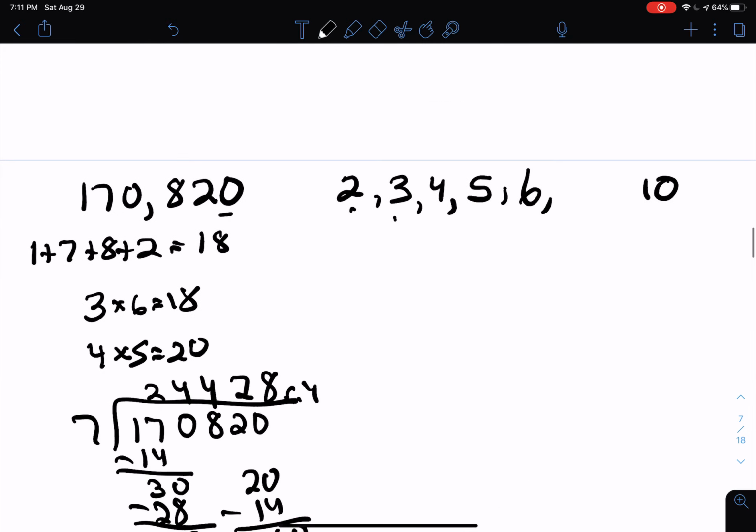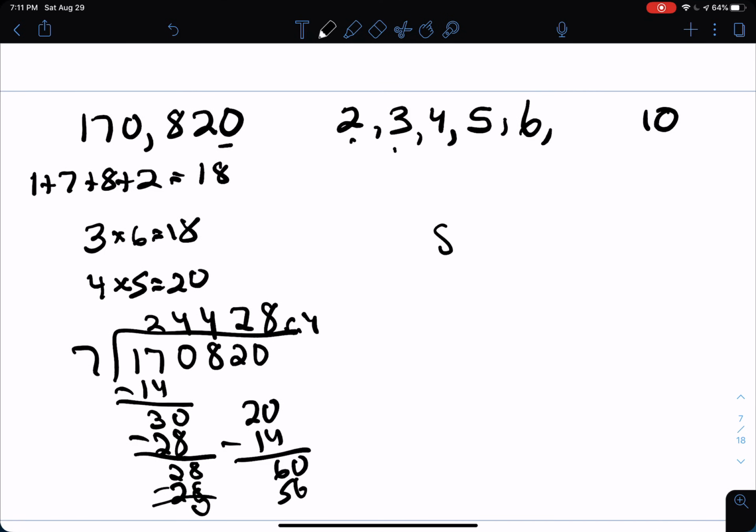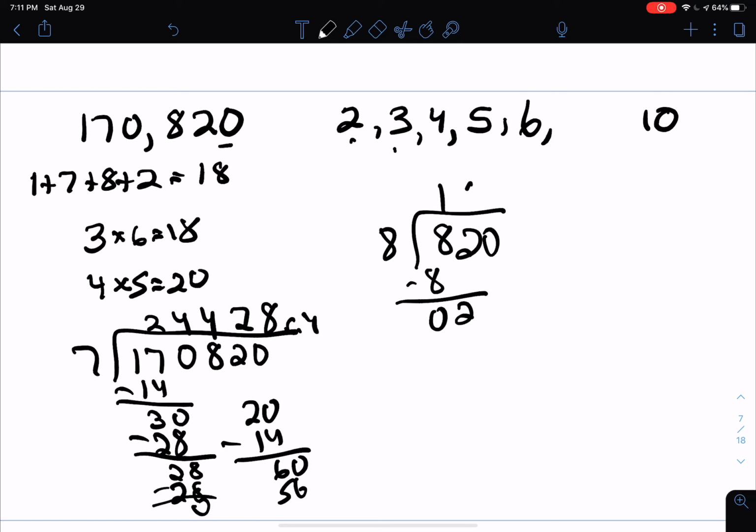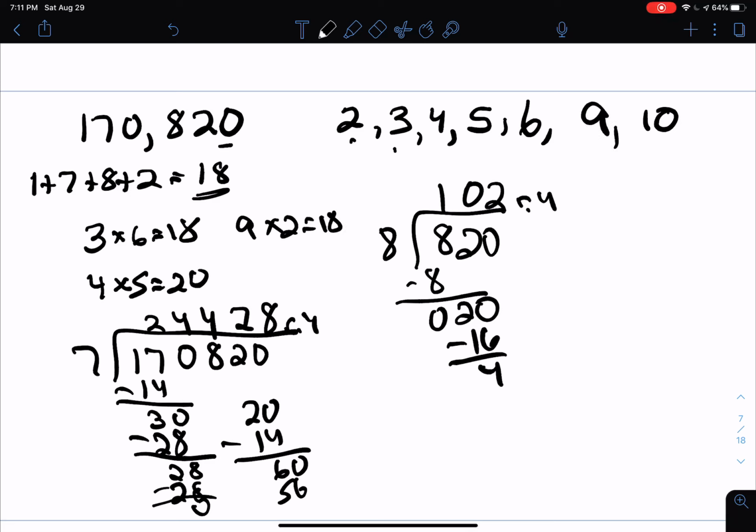8, last 3 digits need to be divisible by 8. 820. 8 does not go in evenly into that. Get a remainder of 4. So not 8. Going back to the sum of the digits, 18. 9 times 2 is 18, so 9 works. And we already decided 10 works. So now you have your pick, like when you're trying to do factors. You know that at least 2, 3, 4, 5, 6, 9, and 10 go in. So that helps you find some of the factors of that number.